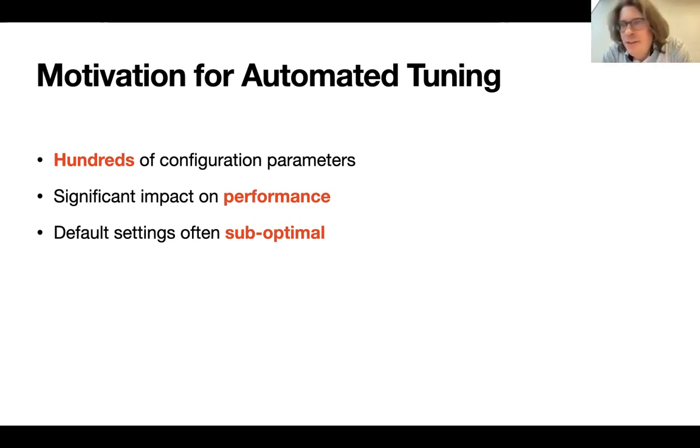And if you look at a system like Postgres, for instance, it has many hundreds of tuning parameters. And the settings for those parameters are very relevant for performance. In general, if you want to maximize performance for a given workload on a given platform, then the default settings will typically be significantly suboptimal.